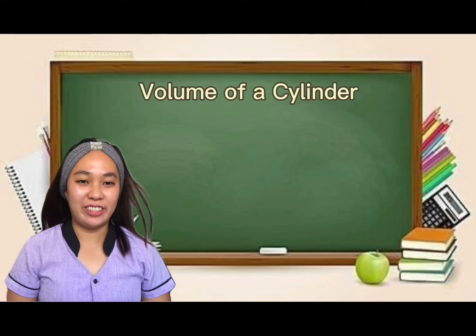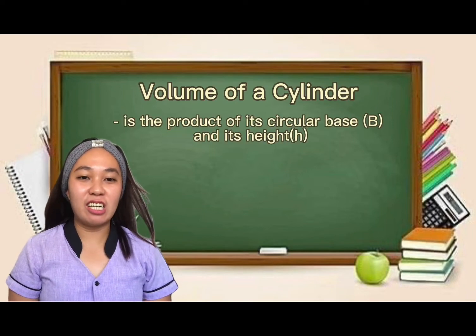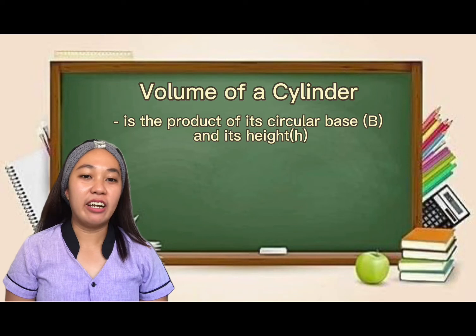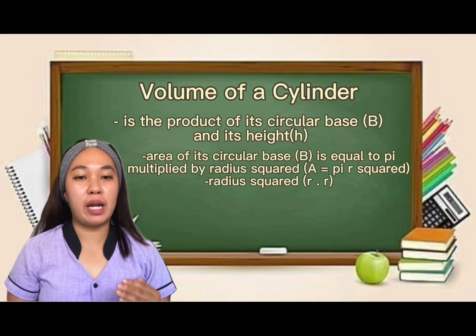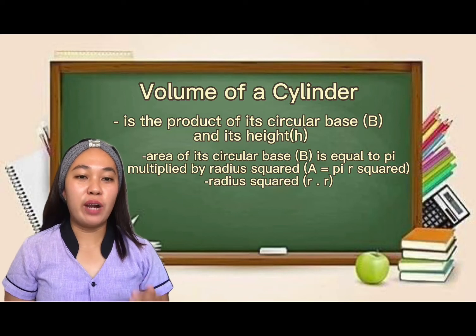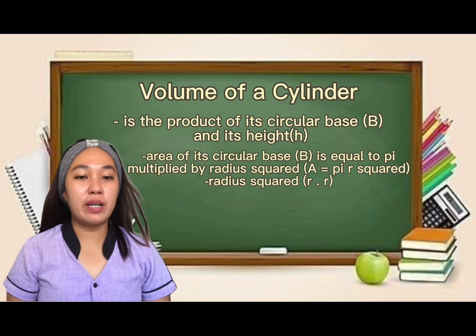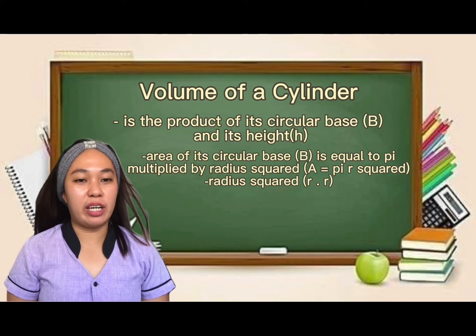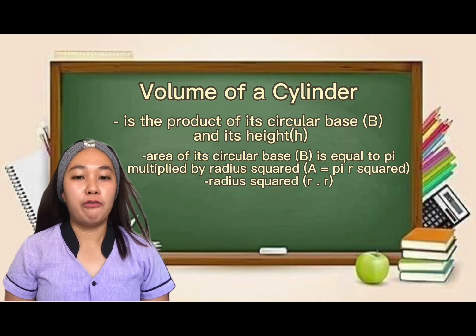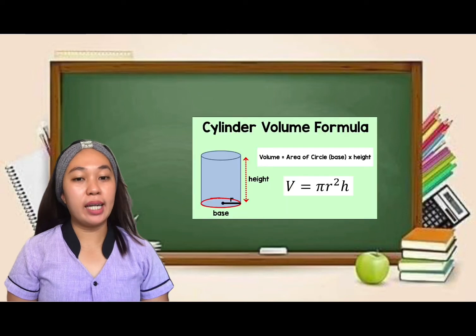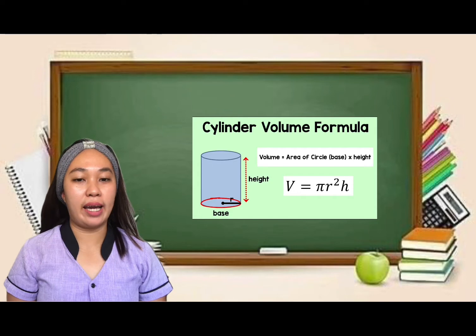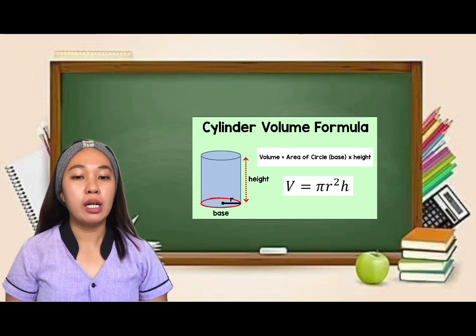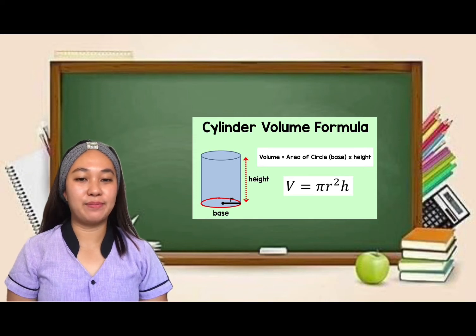The volume of a cylinder is the product of its circular base and its height. The area of its circular base is equal to pi multiplied by radius squared. Radius squared is represented as radius times radius. Therefore, the volume of a cylinder is pi times radius times radius times height, or simply volume is equal to pi r squared times height.